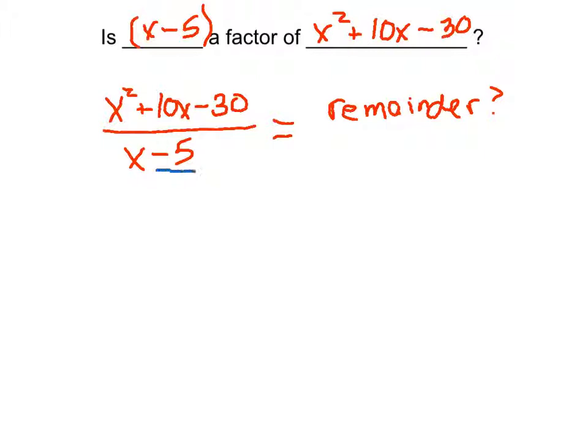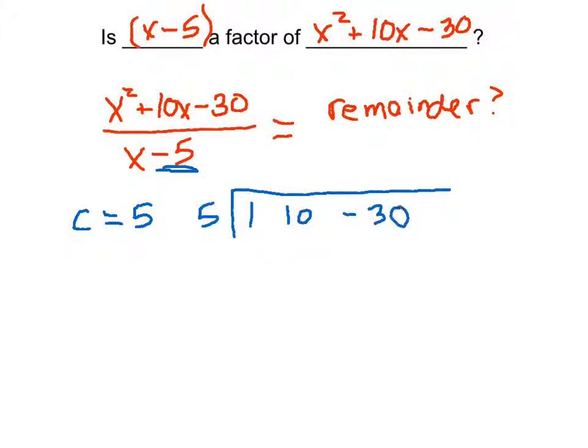So I see that my c value is the opposite of negative 5. In other words, my c value is 5. And on the inside of my synthetic division problem, I'm going to have the coefficients of my dividend. So the coefficients are 1, 10, and negative 30. If you've never seen synthetic division before, you can look up a podcast for that, but especially in these types of examples, it will be a lot easier to use synthetic division.